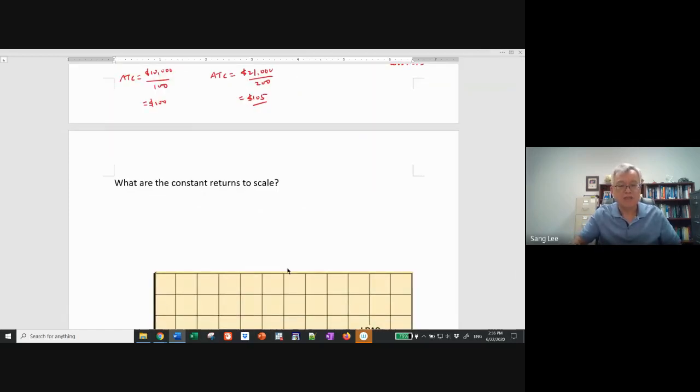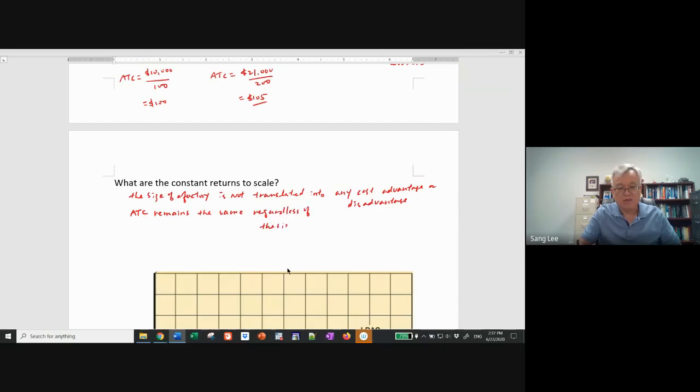That means the size of a factory is not translated into any cost advantage or disadvantage. So that means average total cost remains the same regardless of what?